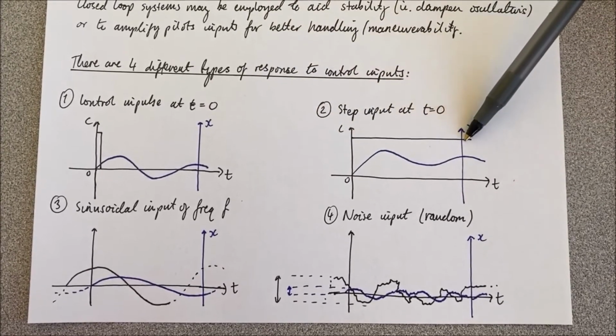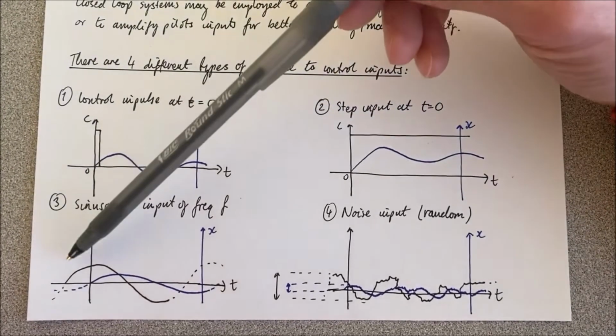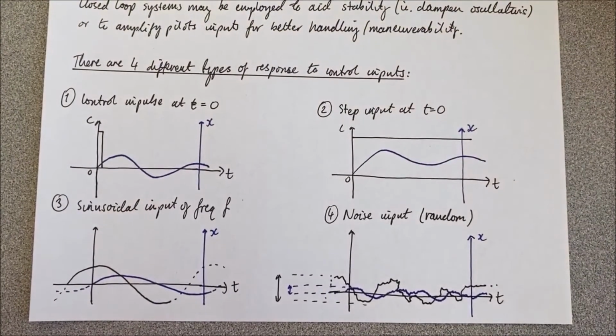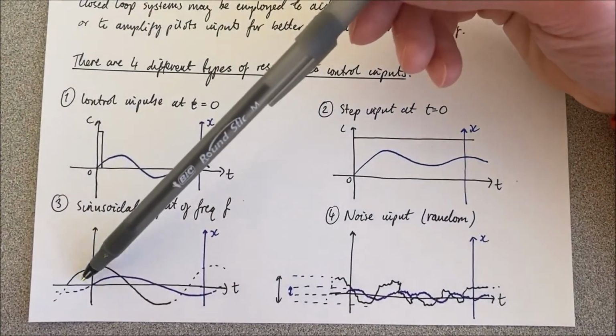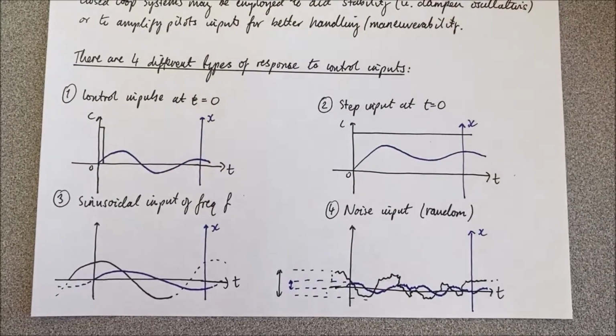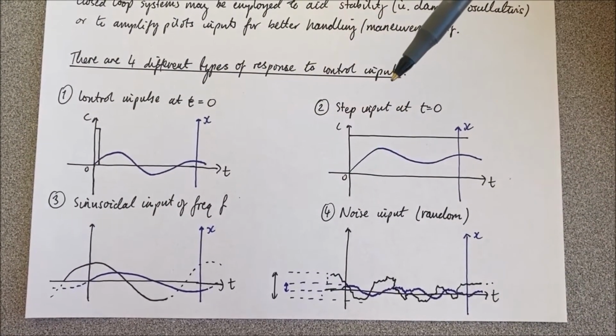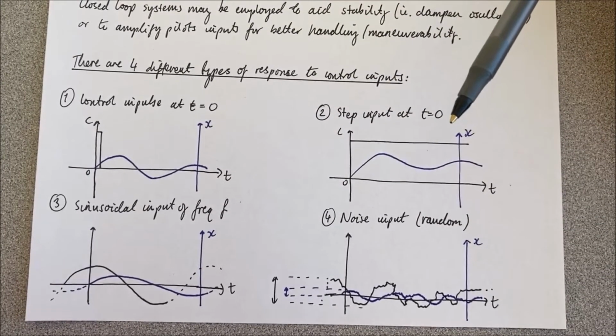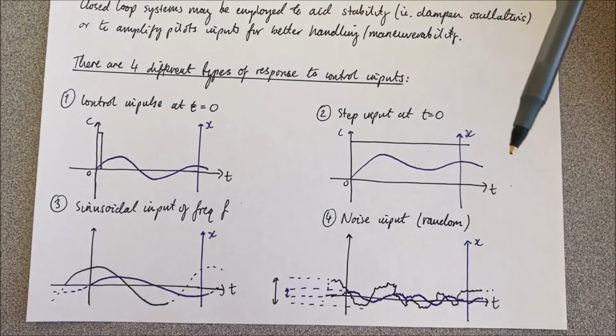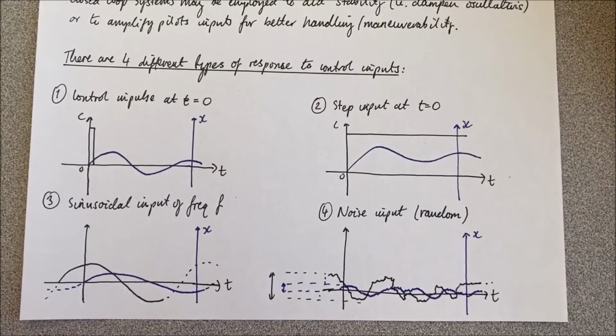maintained. The third one is some kind of oscillation or sinusoidal input of the controls at a particular frequency f. And then the fourth one is noise, basically, perturbations or turbulence, if you want to think of it like that, right?